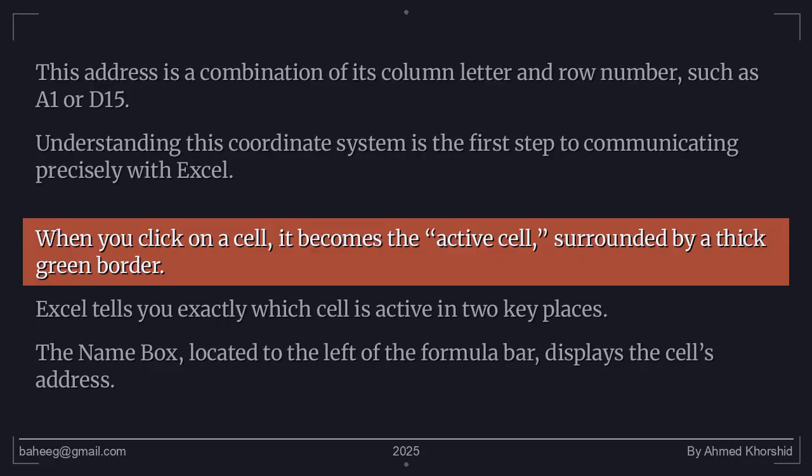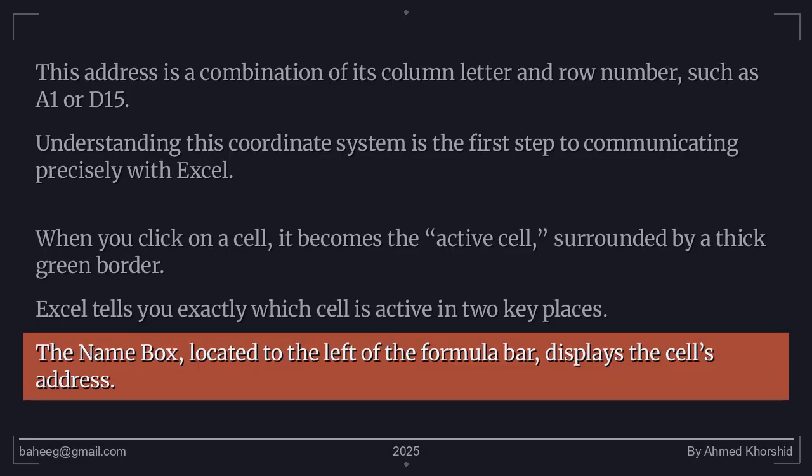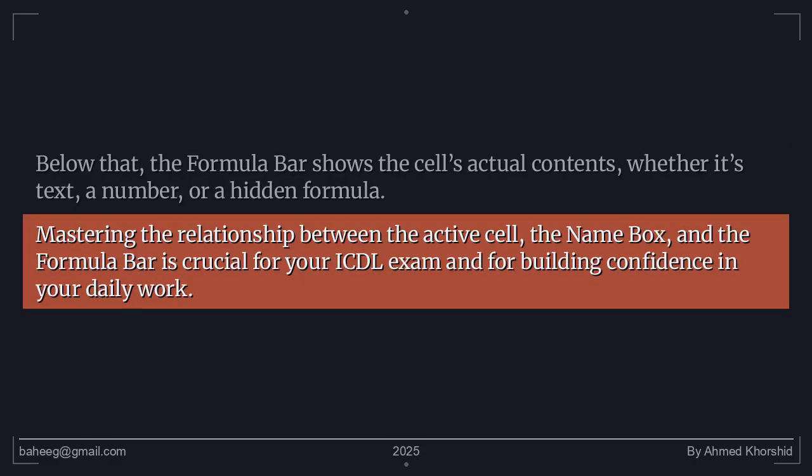When you click on a cell, it becomes the active cell, surrounded by a thick green border. Excel tells you exactly which cell is active in two key places. The name box, located to the left of the formula bar, displays the cell's address. Below that, the formula bar shows the cell's actual contents, whether it's text, a number, or a hidden formula. Mastering the relationship between the active cell, the name box, and the formula bar is crucial for your ICDL exam and for building confidence in your daily work.